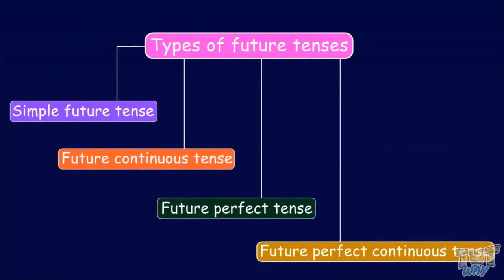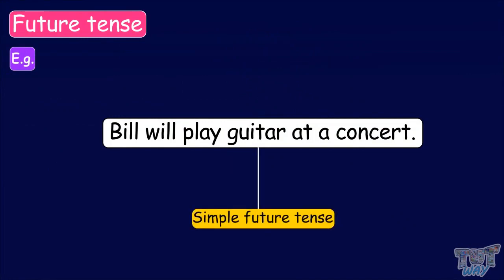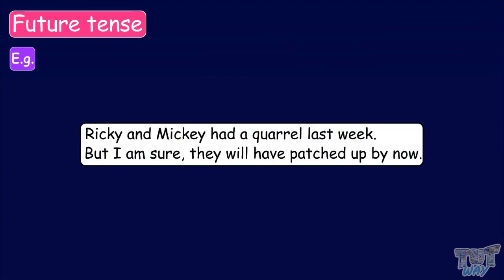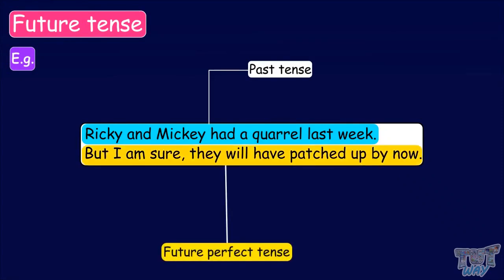Now, as we have revised all types of future tense, now we will be given sentences, and we will classify what type of future tense it is. Bill will play guitar at a concert. Simple future tense. Ricky and Mickey had a quarrel last week, but I am sure they will have patched up by now. The first sentence is a past tense, and the next one is future perfect tense.